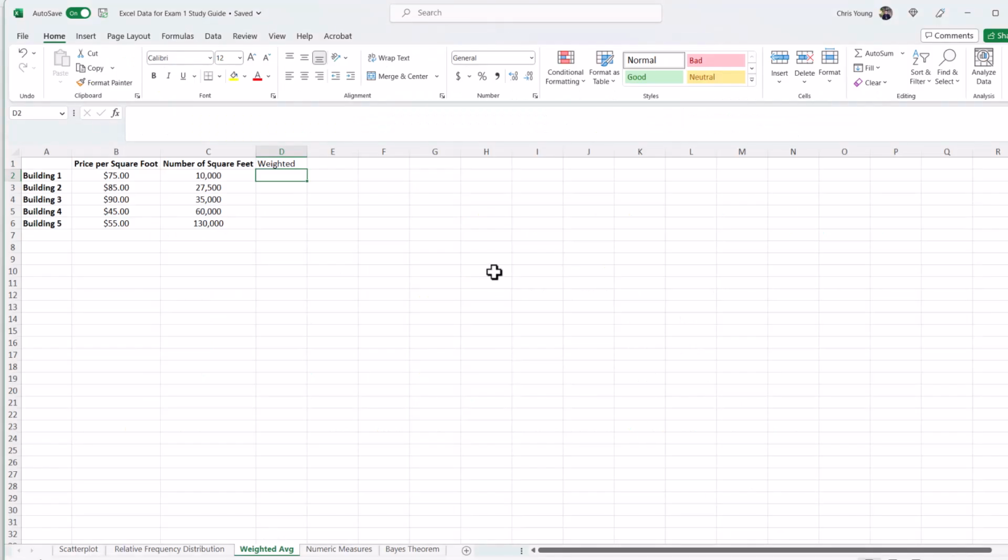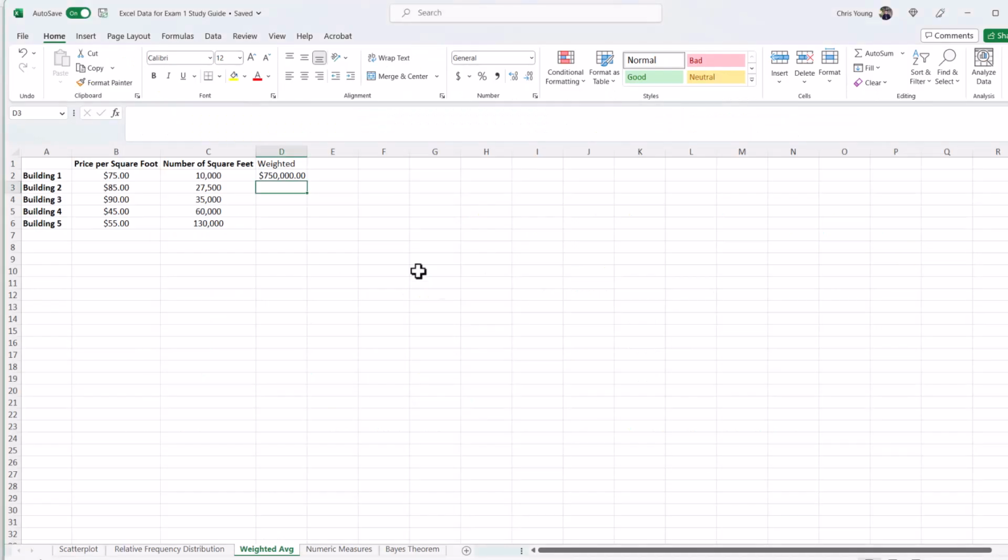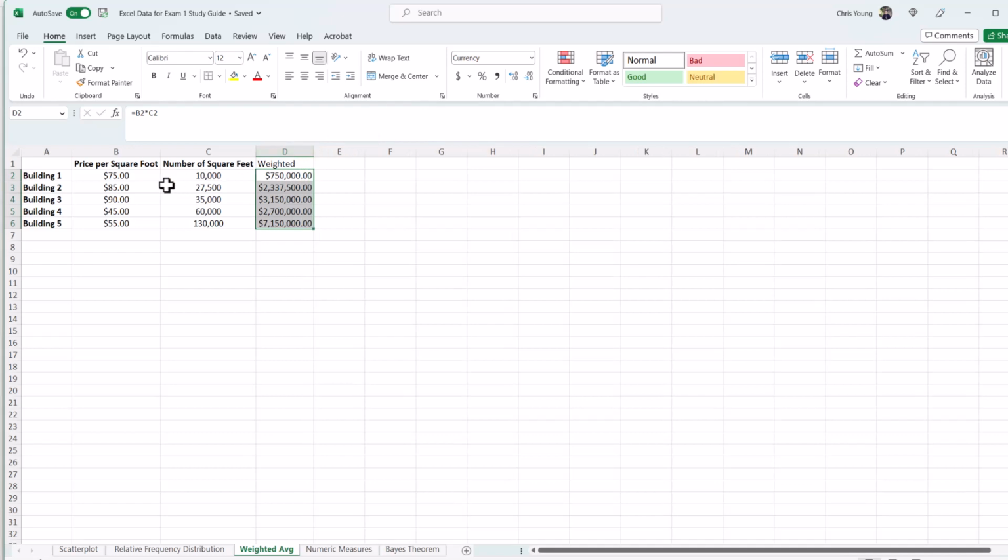So I can do that in my table by simply saying the x values, price per square foot, times the number of square feet. So that is the W times X. This is the summation sign, so we just need to add them up for every building. If I drag this formula down, that calculates the weights times the x for each building. Then down here at the bottom, if I click on the auto sum button, we can see the Greek symbol as well. That is summing up all of the weights times the x's.